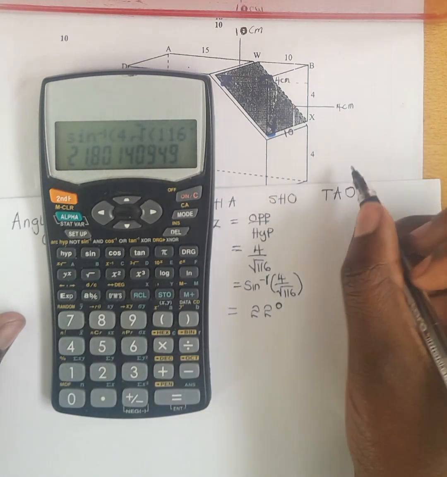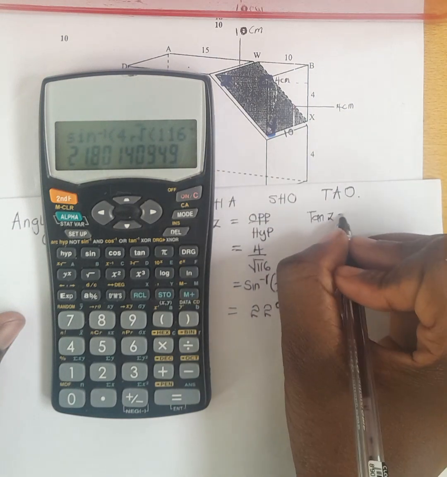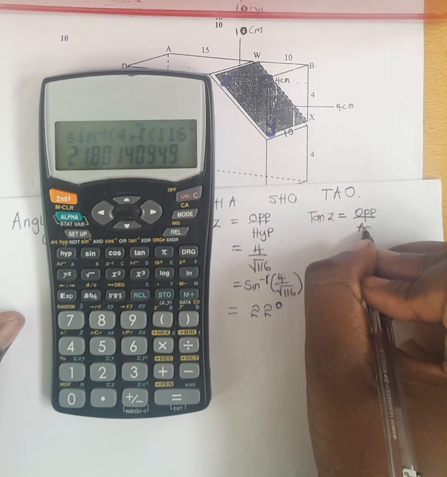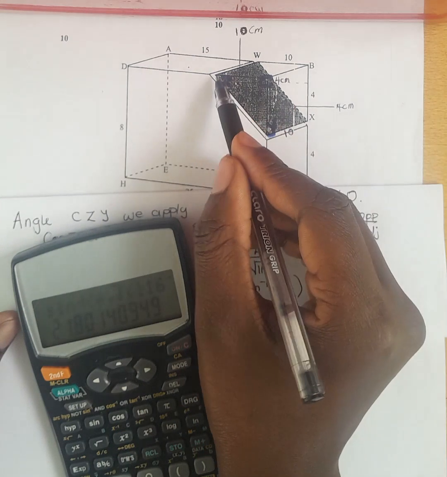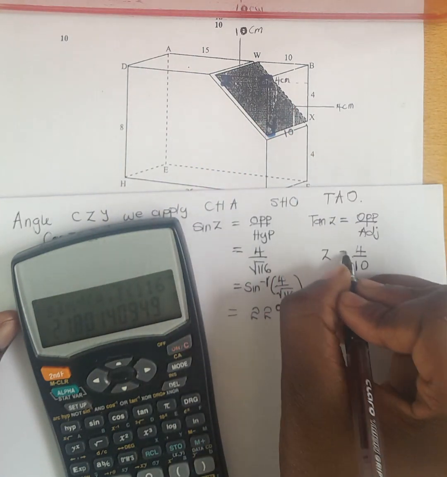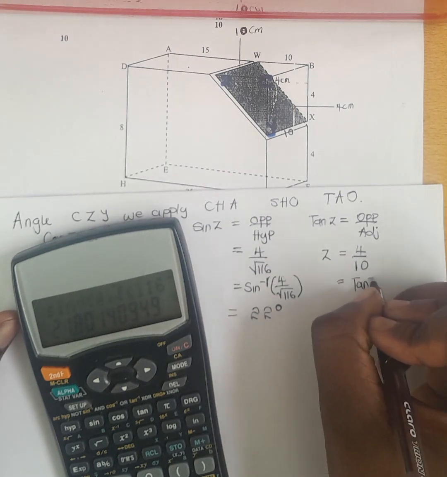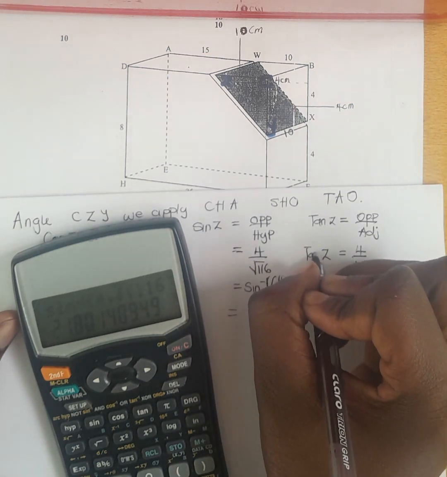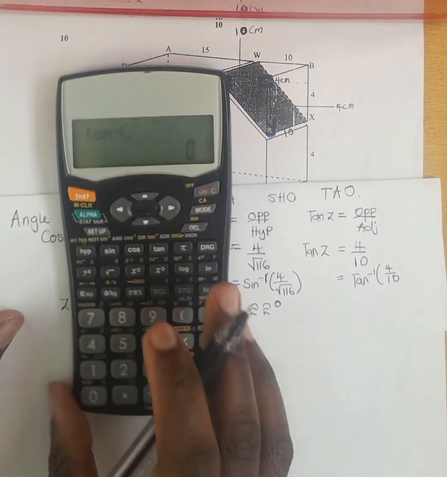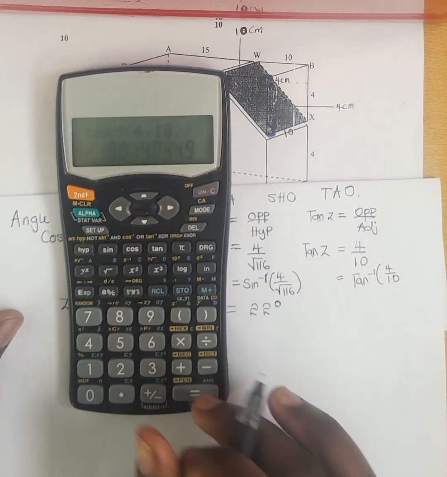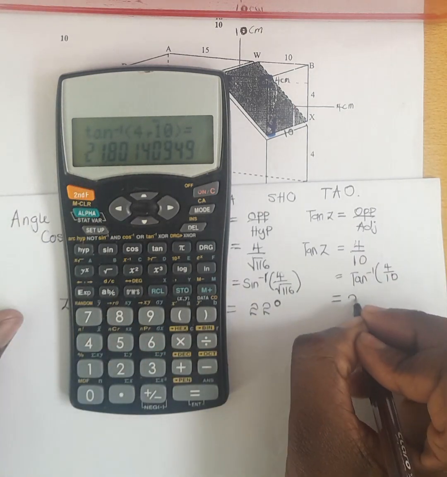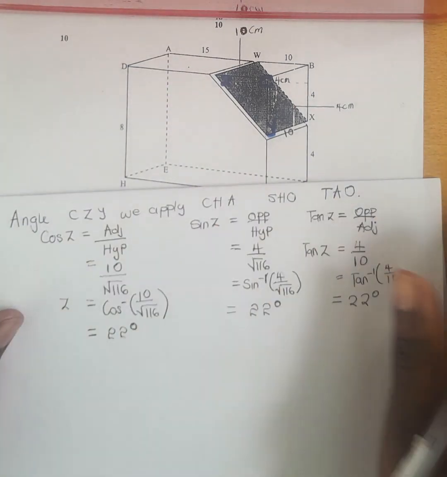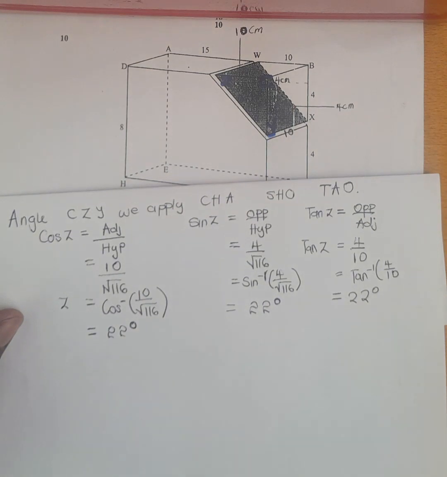Or we use TOA. We are going to say tan Z is equal to opposite over adjacent. So the opposite of angle Z is 4 centimeters and the adjacent is 10 centimeters. So to get Z, we are going to say tan inverse of 4 over 10. So second function, tan, 4 divided by 10 is equal again to 21.8, and we round it to the nearest degree. It is going to be 22 degrees. So you can use any of these SOH CAH TOA ratios to get angle CZY, since it is a right-angled triangle. Let's move on to part D.